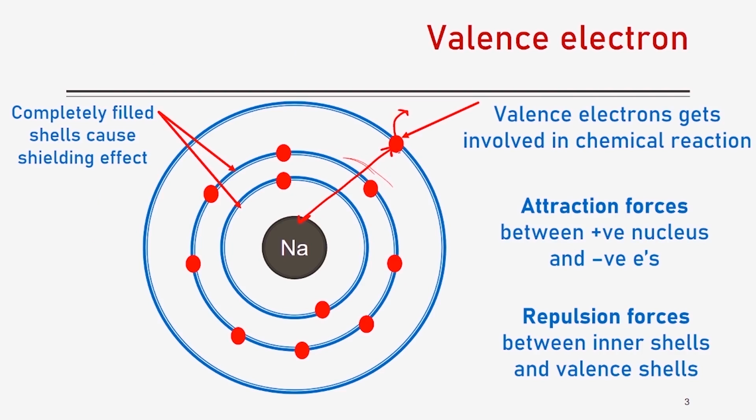As for the repulsion force, the repulsion between electrons increases as we go far from the nucleus, which also contributes to the easiness in removing the valence electrons.